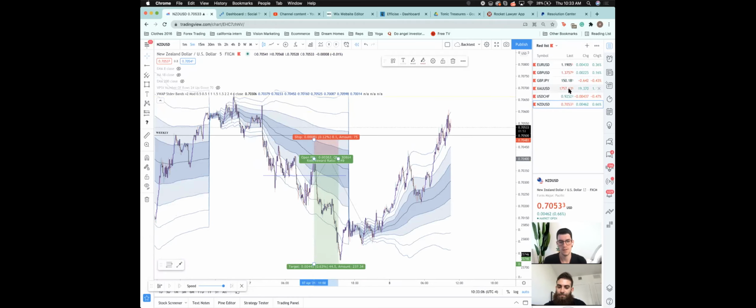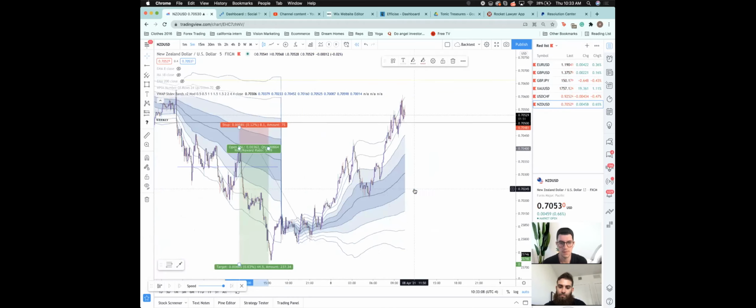And even today on NU, that would have been a little hard to catch. It's pretty clear that we're trending upwards, but you really only had one opportunity to catch that pullback to that half band. It's never going to be perfect.